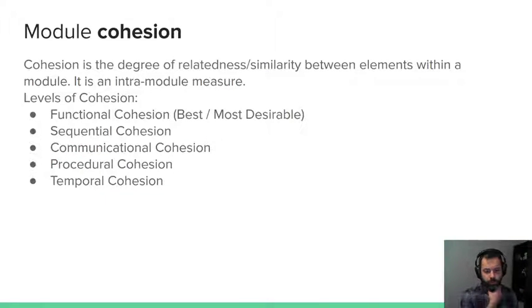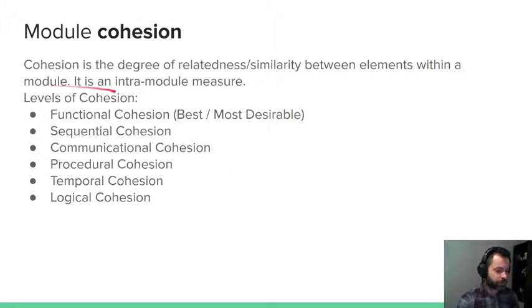We have temporal cohesion. This is where things are processed at a particular time. So we have more of a time-based type of similarity. Things that happen at the same time are probably related, would be the idea there. Again, hopefully you're seeing that we're going in order from most desirable to least desirable.